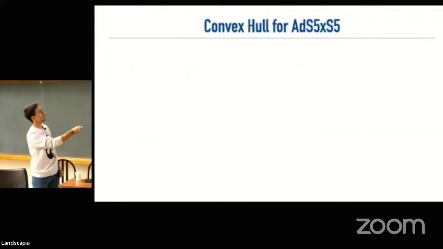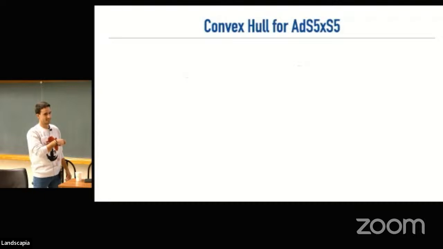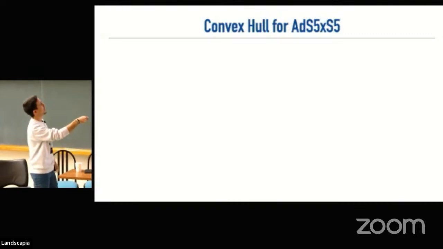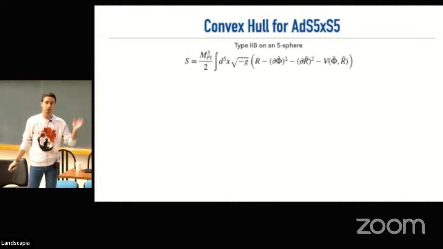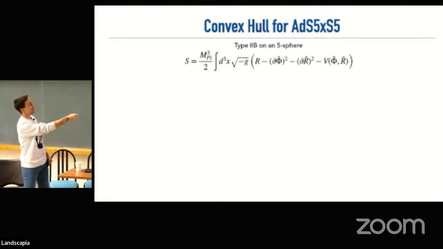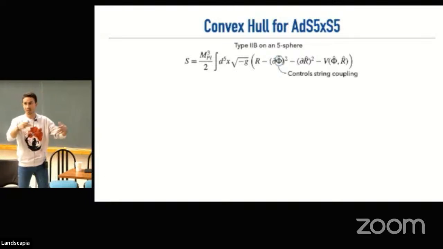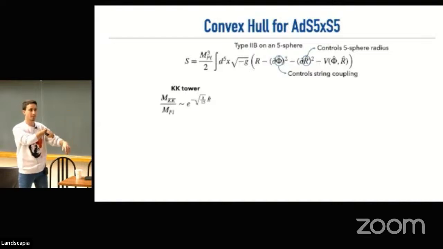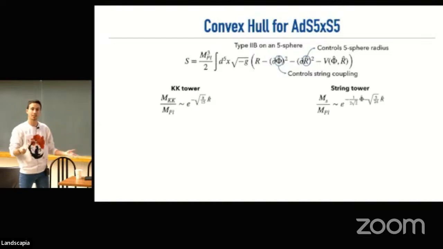So for that, I'm going to build the convex hull for the AdS5 times S5, but first I'm going to ask how I'm doing on time. Okay, good. So the idea is that I'm going to take type IIB and compactify it here. I'm going to take this kind of compactification where I can already use normalizing on the fields. This one will control the string coupling, this one will control the Higgs vev, and then I can compute how the towers behave in Planck units, and the same for the strings.